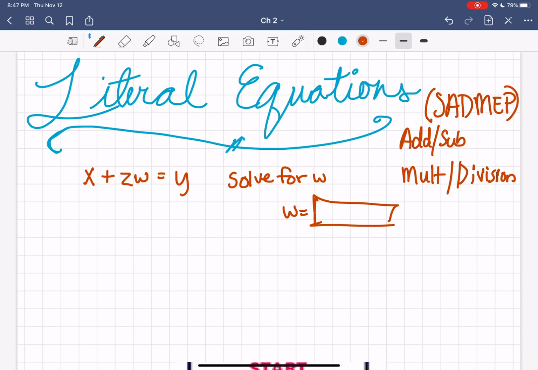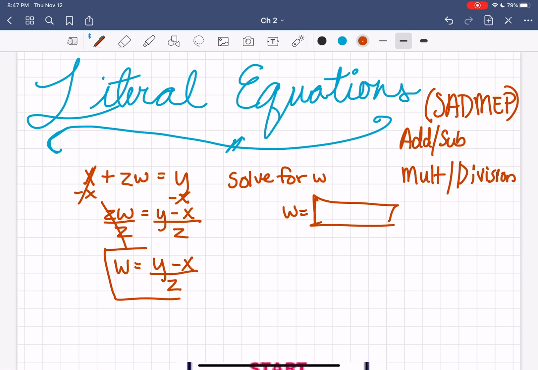Oop, getting ahead of myself there. So I'm going to just subtract x from both sides. I get ZW equals y minus x. I can't simplify that, but that's what I'm going to have. Next thing I need to do is move this z, and I can do that by dividing. It cancels out. I get w equals y minus x divided by z. That is my answer. That's what solving for w would look like.